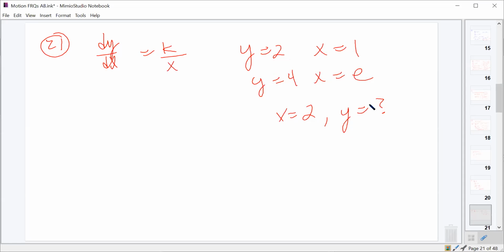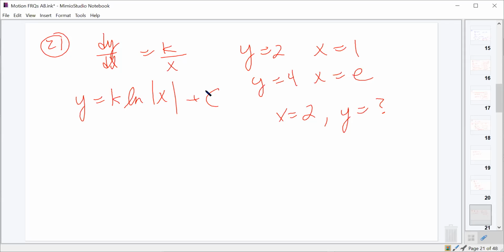So first thing we'll do is separate the variables on this. Actually, we don't even really need to separate the variables there. We should just be able to integrate straight away since there's no y's in this. It's just k over x. So this should just be y equals k times the natural log of the absolute value of x plus some constant.